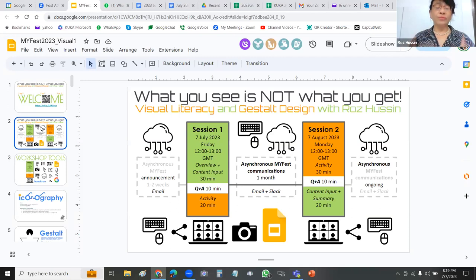When you give information to your audience, to your students, or whoever it is that you're giving information to, you can build into it hidden meanings. So what you see may just be a bunch of squares and arrows and color and font and text. But now that you know there's more meaning to it, I invite you to take a look at this slide.